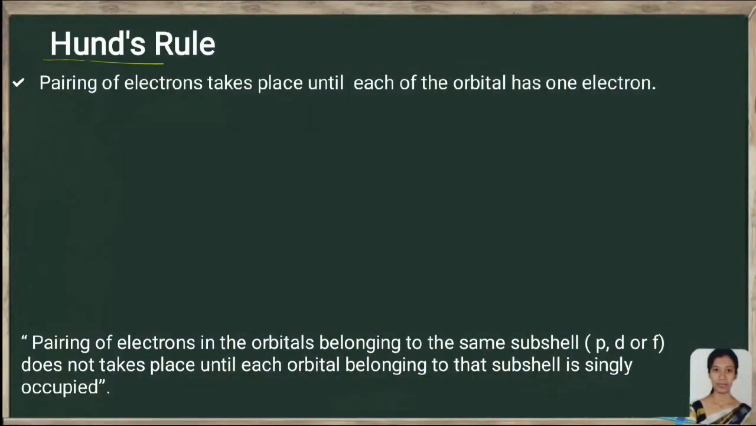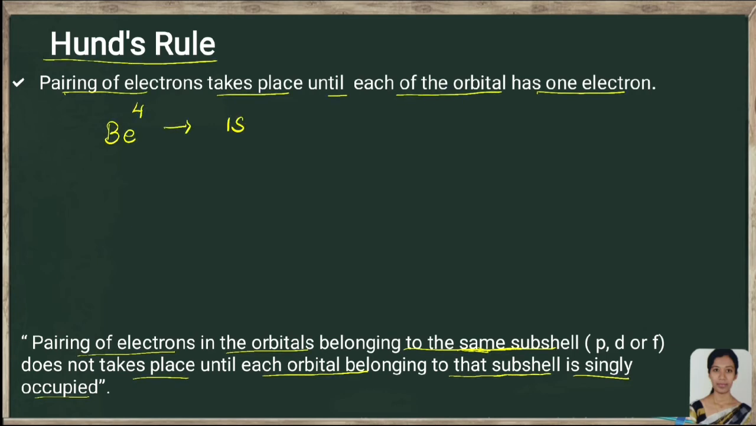Next rule is Hund's rule. That is, pairing of electrons in orbitals belonging to the same subshell does not take place until each orbital belonging to the subshell is singly occupied. Note it down. That means if you consider beryllium with atomic number 4, we don't have any problem because we know the N plus L rule and the Aufbau principle: 1s2 and 2s2.